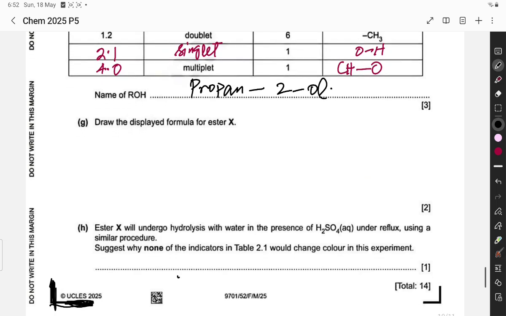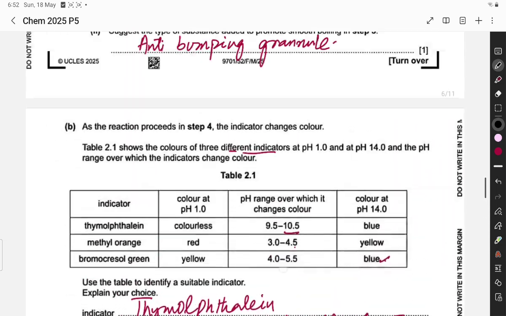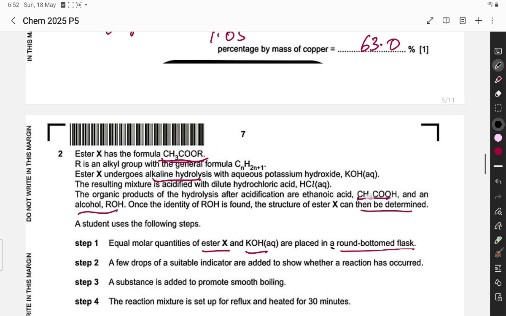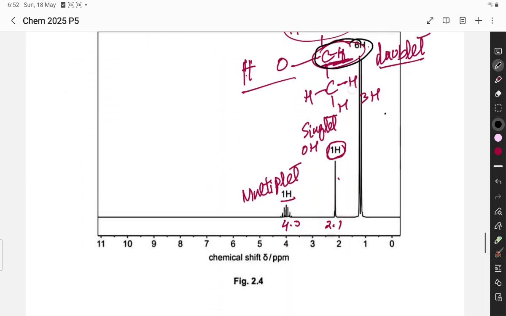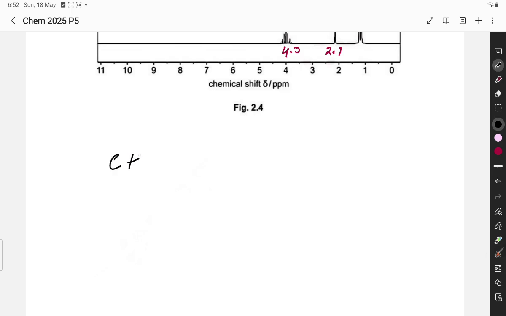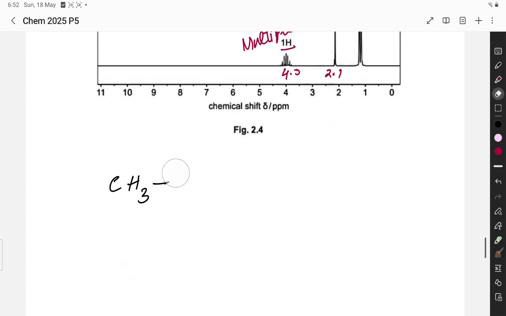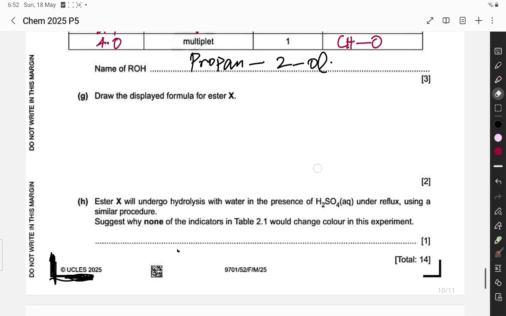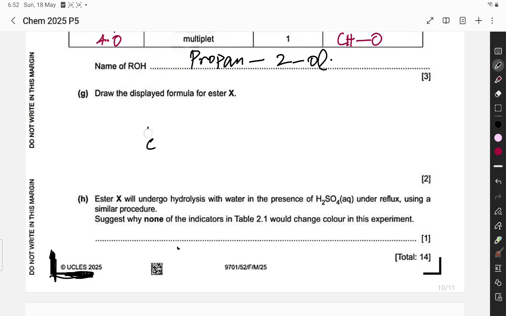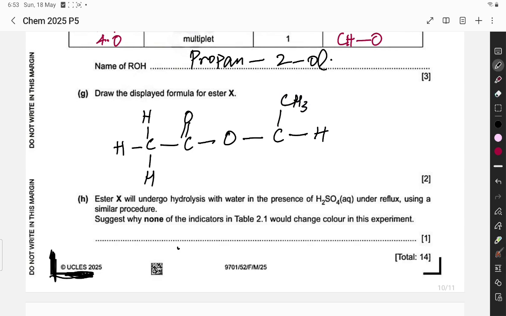Draw the displayed formula for ester X. If the acid is ethanoic acid, the structure is like this. So this is the displayed formula of X.